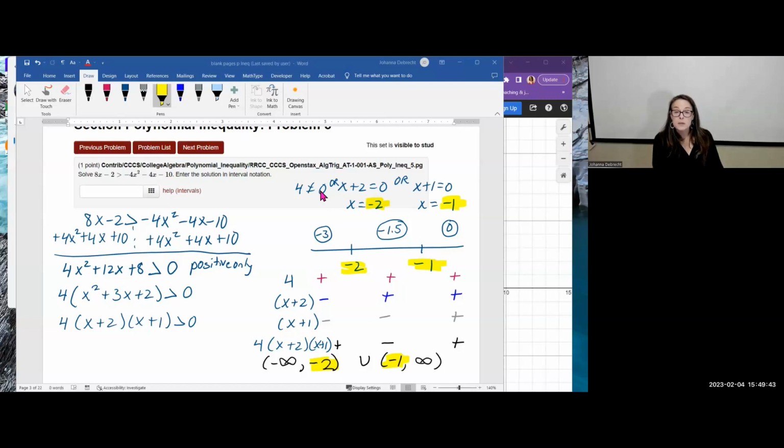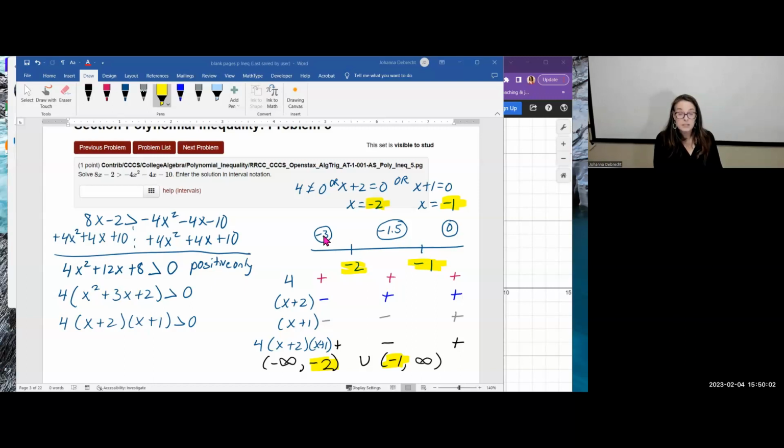Now 4 is never 0, so it doesn't give us a solution, not something we're going to mark off on the number line. But x plus 2 gives us negative 2, and x plus 1 gives us negative 1. These possible solutions to the equation become the numbers you mark off on the number line.